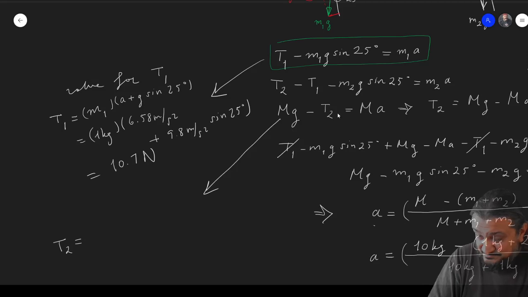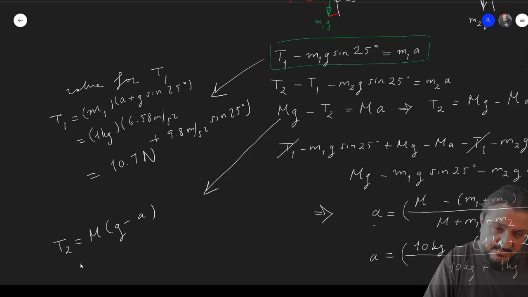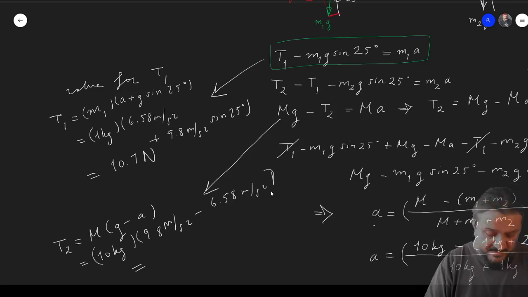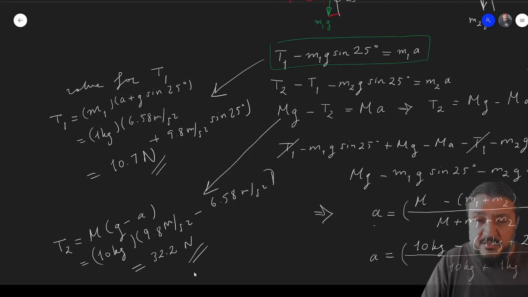T2 will be equal to M times what? G minus A. So 10 kilograms, and G is 9.8 meters per second squared minus 6.58 meters per second squared. All right, so 9.8 minus 6.58, 3.22, times 10, 32.2 newtons. Okay, I hope I did the math part here correctly. You can check those numbers.